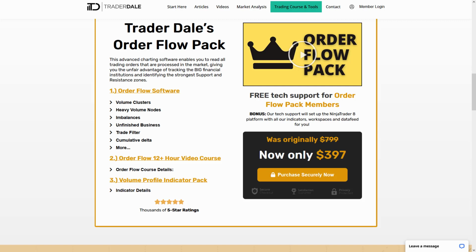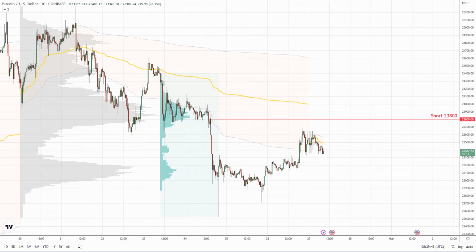Alright, so let me now jump into the TradingView platform and let me talk about the new trading ideas. The first trading idea is on Bitcoin. That's what you see on your chart, the Bitcoin US dollar 30-minute chart. I want to talk about a new resistance which has formed in here. That resistance is at 23,800, and it is based on one of my favorite volume profile setups, which is called the volume accumulation setup.